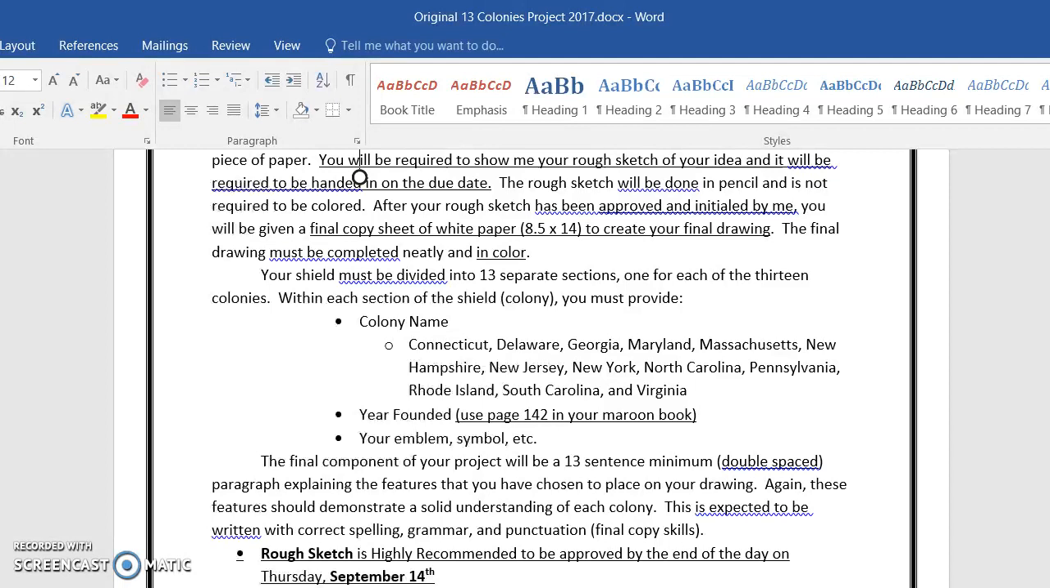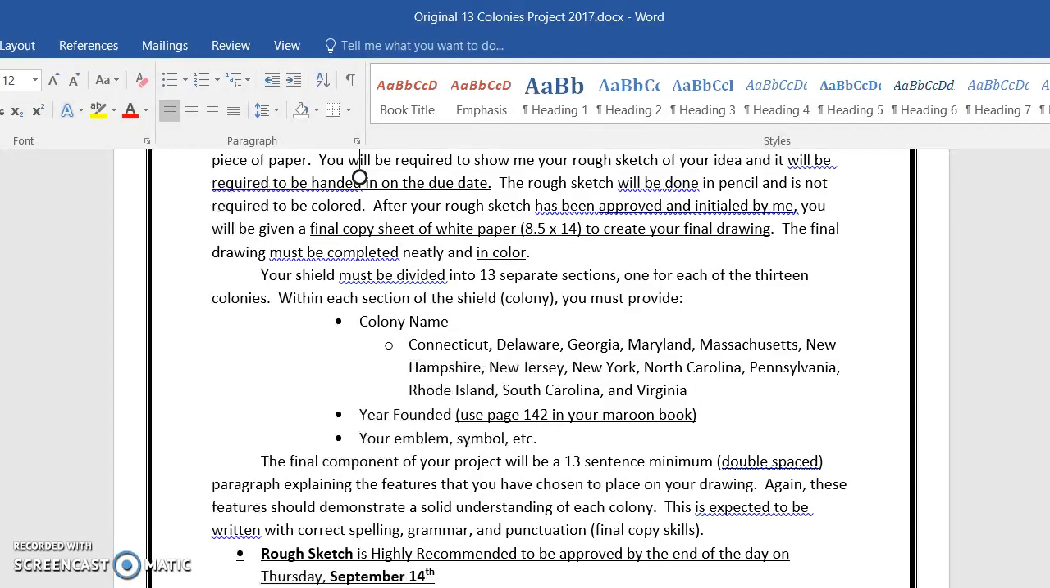You're going to put the year founded. Use page 142. Now, you guys are going to have all sections in chapter 5 copied for you, and you have them in your possession as of Wednesday. You will when you come into class on Wednesday. And if you look on page 142, that will show you exactly the year founded for each of these 13 colonies. Please use the year on page 142 in that packet that you are going to receive tomorrow. And the last thing that you need is your emblem, your symbol, whatever it may be.